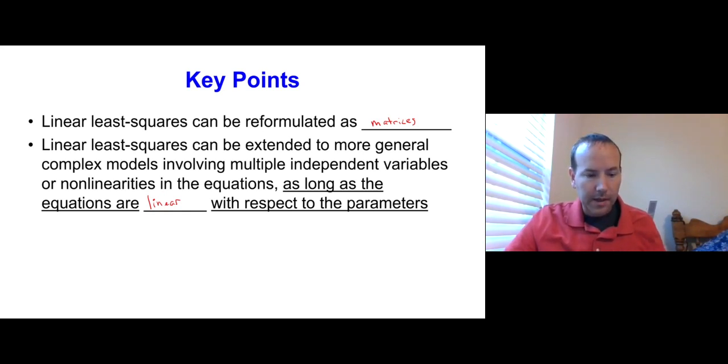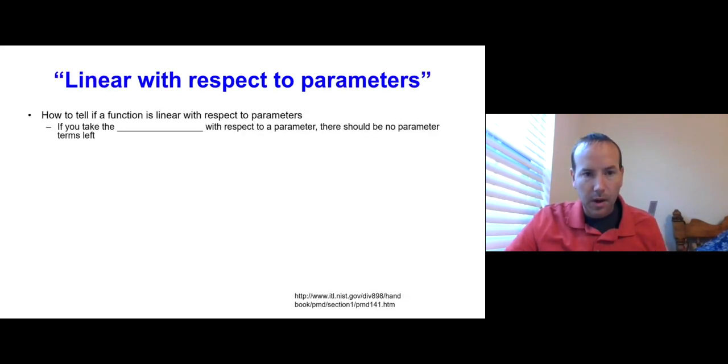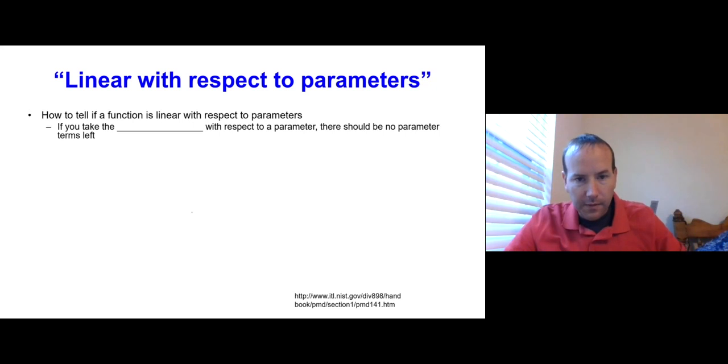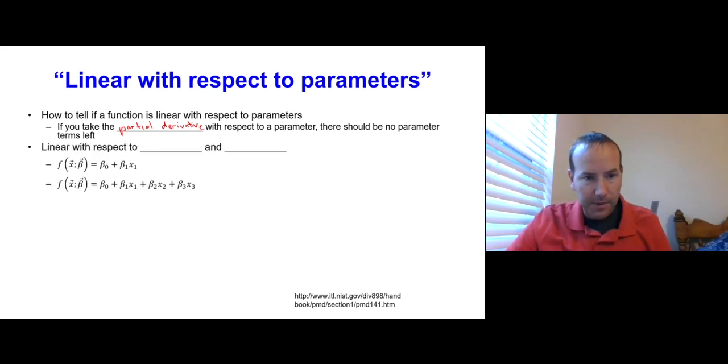Okay, because that's such an important property, let's dive in and take a closer look at what we mean by that. So how do you tell if a function is linear with respect to parameters? Well, if you take the partial derivative with respect to that parameter, there should be no parameter terms left. And so let's take a look at a few examples of this.